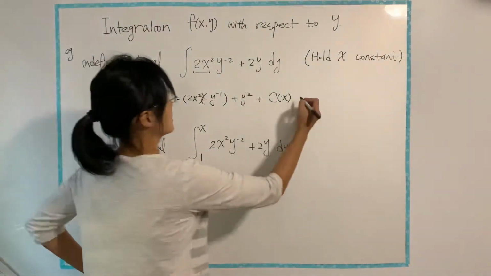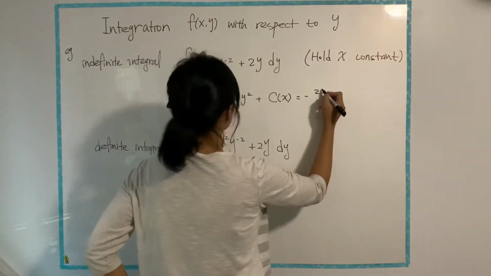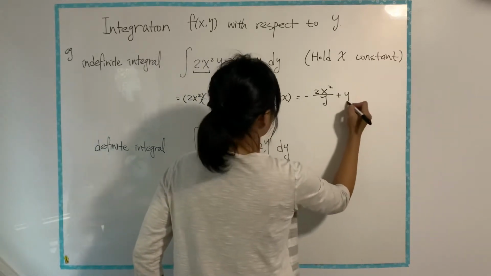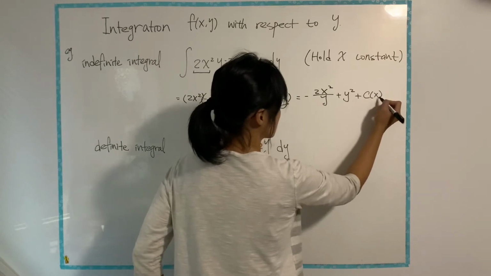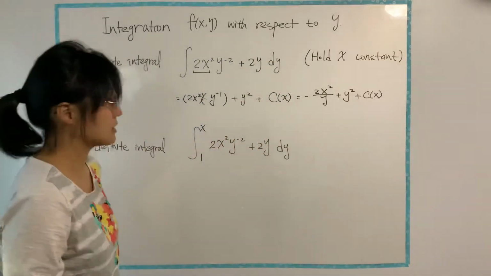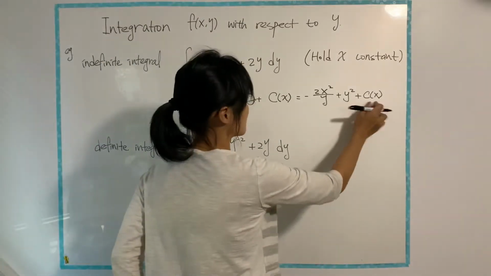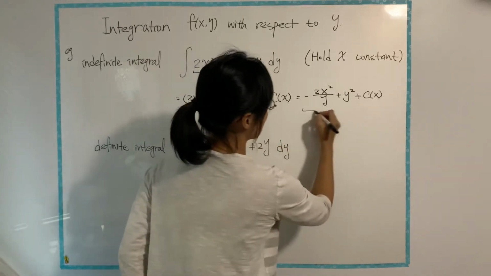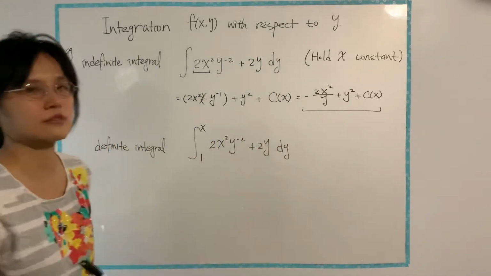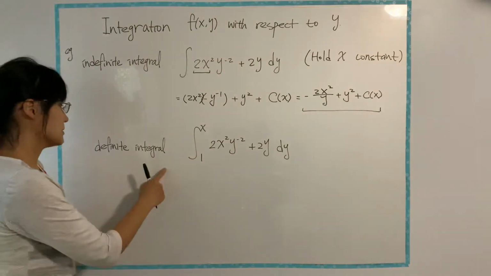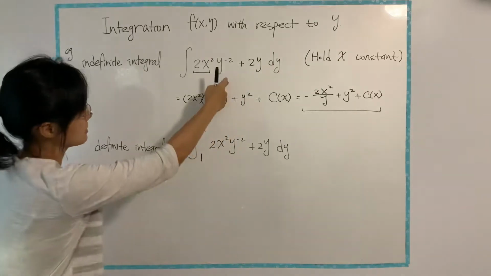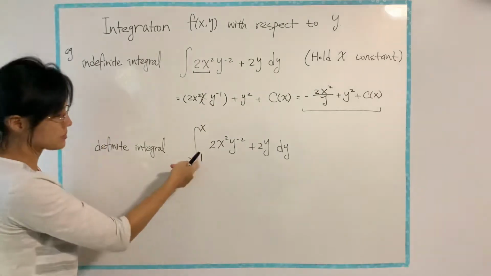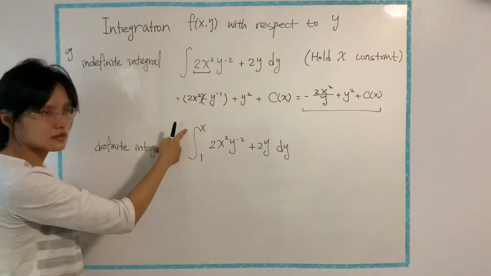Okay, so then here, if I write this out, I'm gonna have minus 2x squared over y, because y to the -1 is 1 over y, plus y squared plus any constant of x would be any function of x. Okay, so that's constant to y. So this would be my antiderivative for the function. Okay. Similarly, we have the same integrand, same function inside the integral. This time we have lower limit and upper limit. So I'm supposed to have a constant in the lower limit and constant in the upper limit.